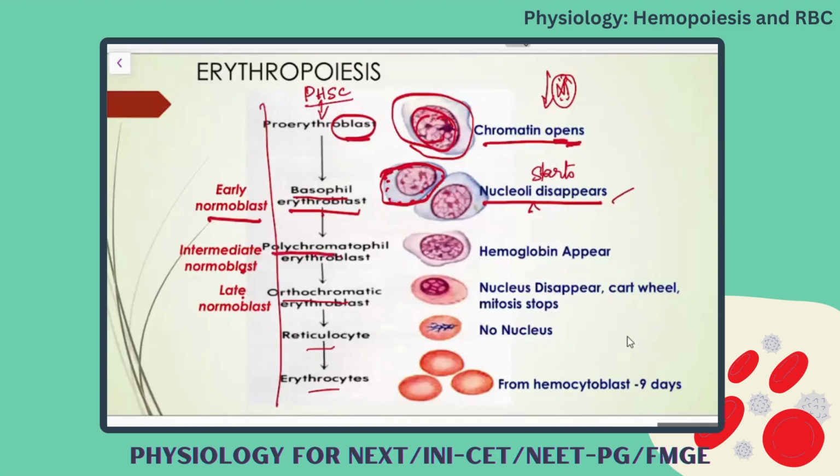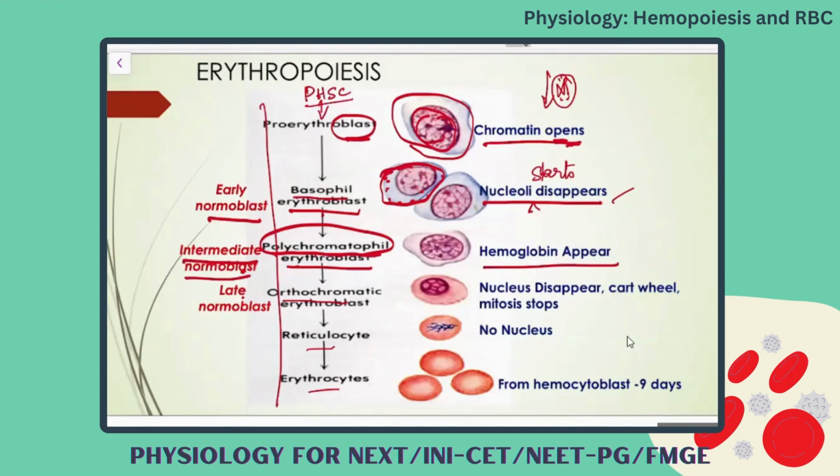The next to the basophil erythroblast is polychromatophil erythroblast. In the sense, it has both eosinophilic and basophilic appearance in the staining mechanism. Since the nucleus is still present, not totally disappeared but starting to disappear, it will have both features. Polychromatophilic, chromo means color. It has both acidic and basic nature, eosinophilic pinkish as well as basophilic bluish. It is not on either side, it is in between. So that is called intermediate normoblast.